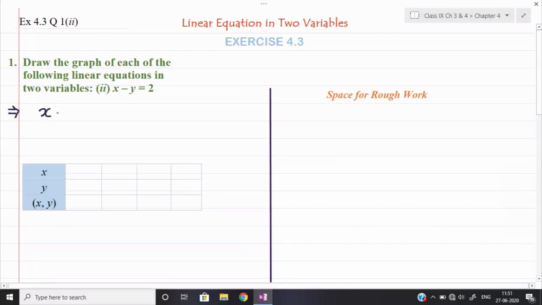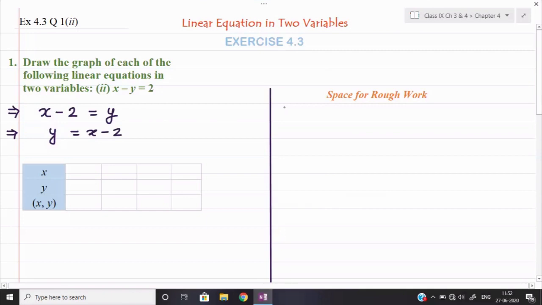X I keep it as it is, 2 I will bring it on this side, so 2 will become negative, and y I can send onto that side. Means I can say that the value of y will become here x minus 2. If you send directly x on that side, then we will get the value of minus y, and that will create a little difficult calculation while finding the solutions. Okay, so now the value of y, now it is looking more proper, that is x minus 2. We can put a different value of x, and then easily we can find out the value of y.